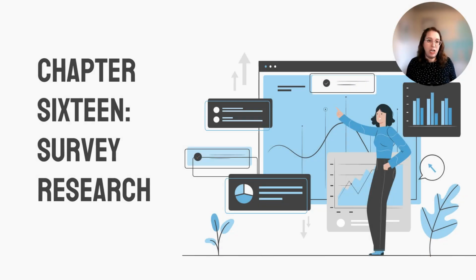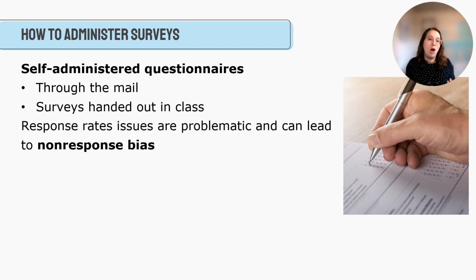Hi, so now that we've talked about all the different types of research designs and sampling, we're going to wrap up this section by talking about survey research. Survey research is a really common way to understand attitudes, beliefs, and behaviors among the larger population. And there are different ways that we can administer surveys for survey research.